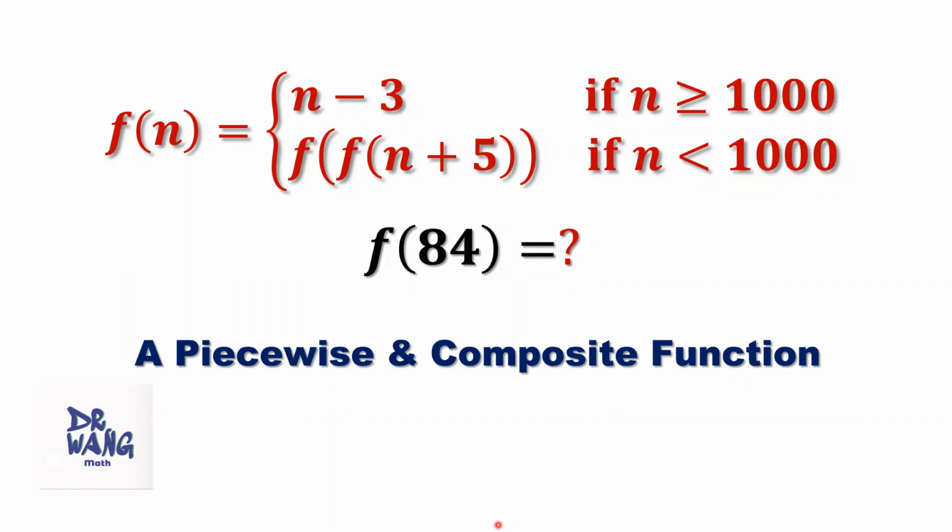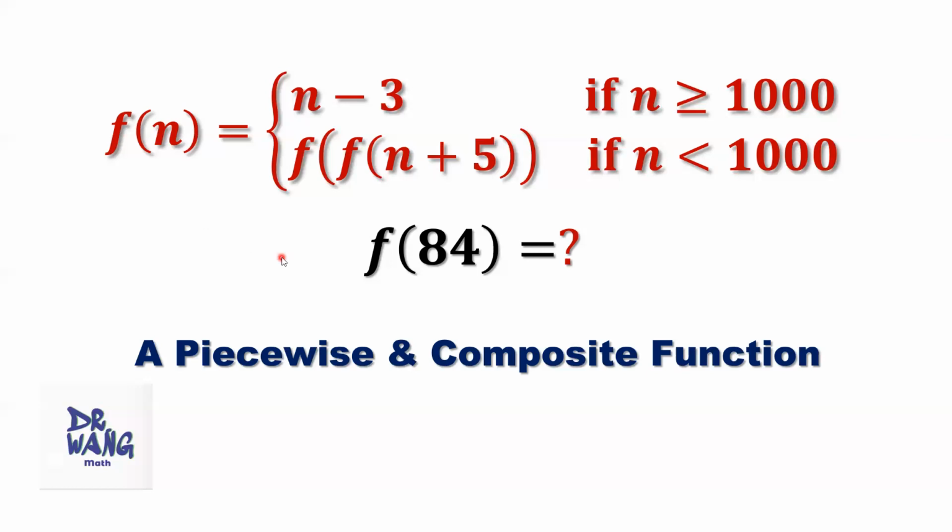Here is the question. This is a piecewise and composite function. We have two pieces. The second function is a composite function. The cutting point is 1000. If n is bigger than or equal to 1000, we use the first formula. If n is less than 1000, we use the second formula.